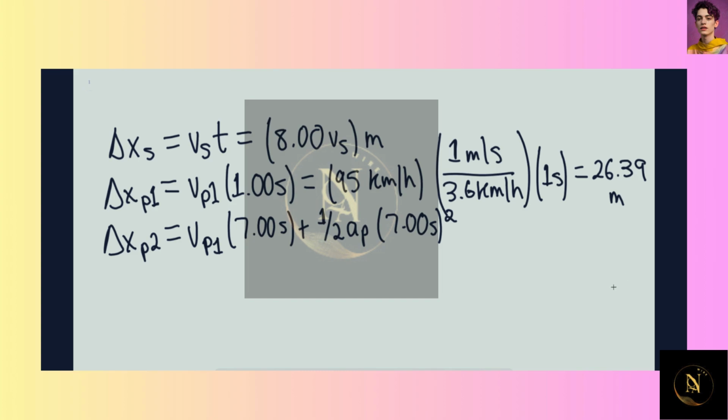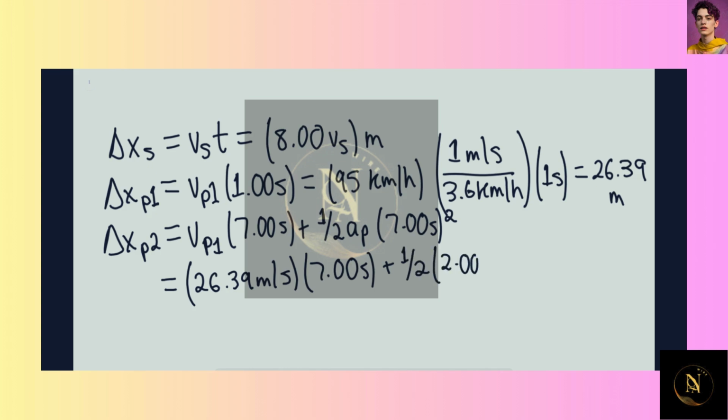And so this is going to equal 26.39 meters per second multiplied by 7.00 seconds plus 1/2 times 2.00 meters per second squared multiplied by 7.00 seconds quantity squared. And this is going to be equal to 233.73 meters.